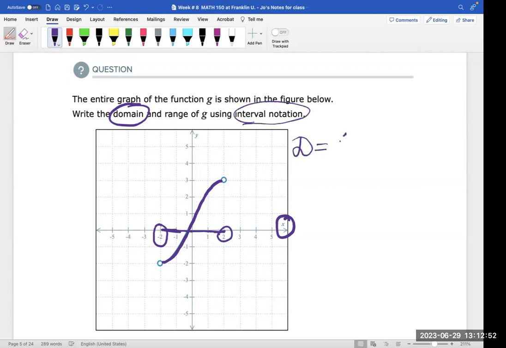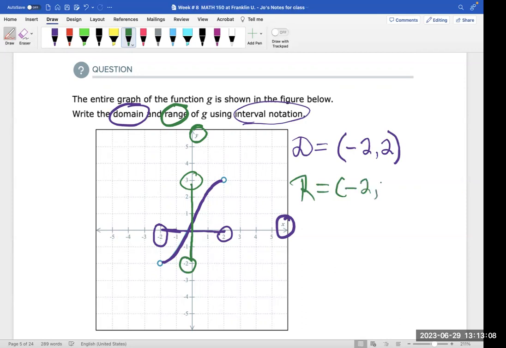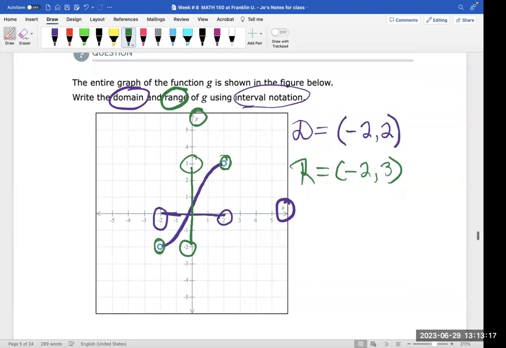And they want the output. Okay. My domain is all the numbers from -2 to +2, not including the endpoints. Range is y, it would be from here down to here. It would be -2 up to +3, again, not including the endpoints because the ends of my graph are not included in the function or in the relation.